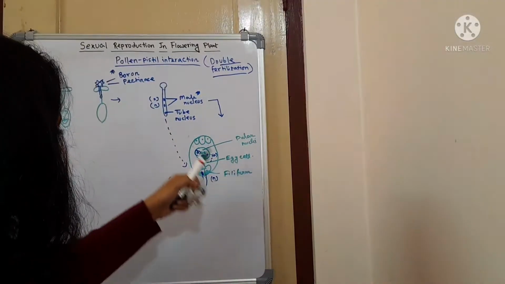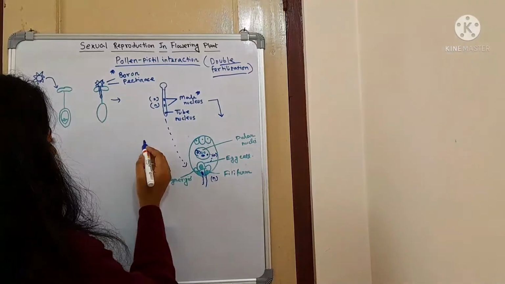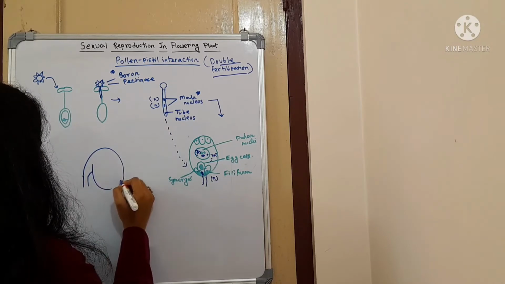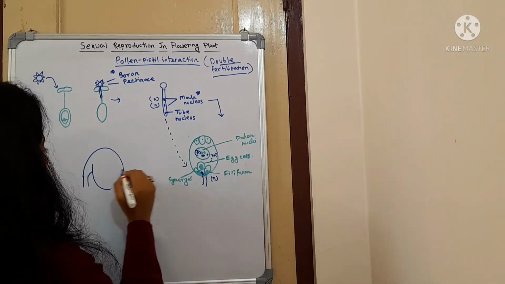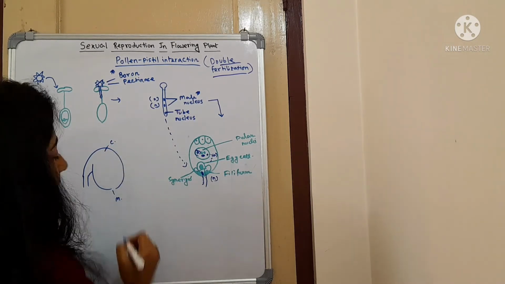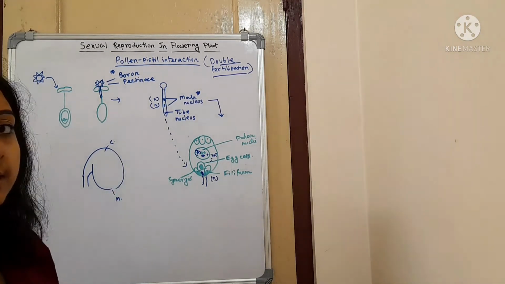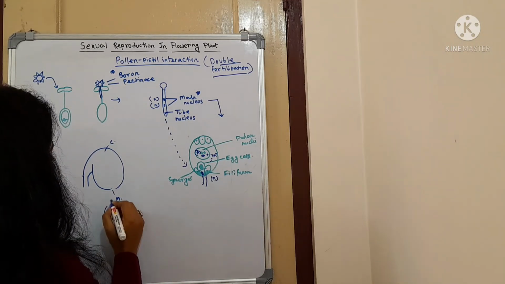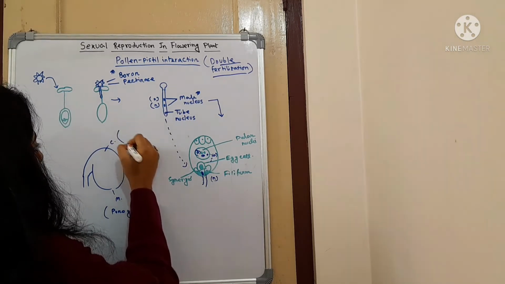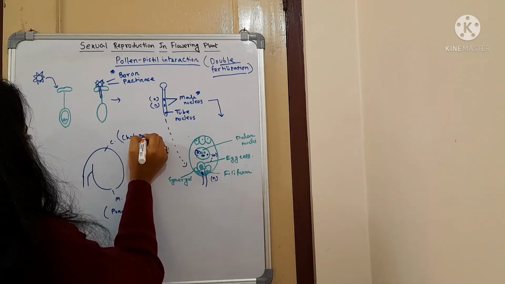Now the entrance of the pollen tube can happen from 3 sides. Okay, we have already seen the structure, right? This type of structure can be present in one place, that is considered as the chalaza, and in the other place that is considered as the micropylar end. Now the pollen tube can enter through the micropylar end. If the pollen tube enters through the micropylar end, that is considered as porogamy. If the pollen tube enters through the chalazal end, then that is considered as chalazogamy.